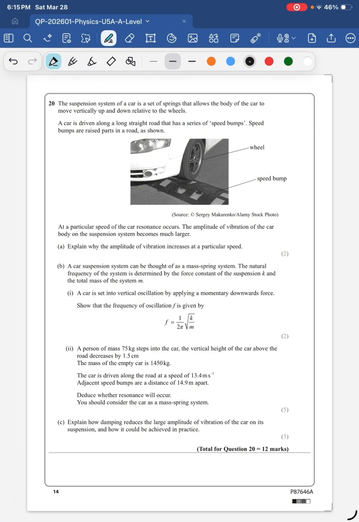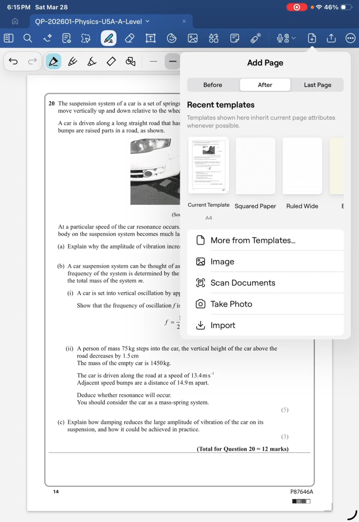Question 20. The suspension system of a car is a set of springs that allows the body of the car to move vertically up and down relative to the wheels. A car is driven along a long straight road that has a series of speed bumps. Speed bumps are raised parts in a road as shown. Okay. At a particular speed of the car, resonance occurs. The amplitude of vibration of the car body on the suspension system becomes much larger. A. Explain why the amplitude of vibration increases at a particular speed.